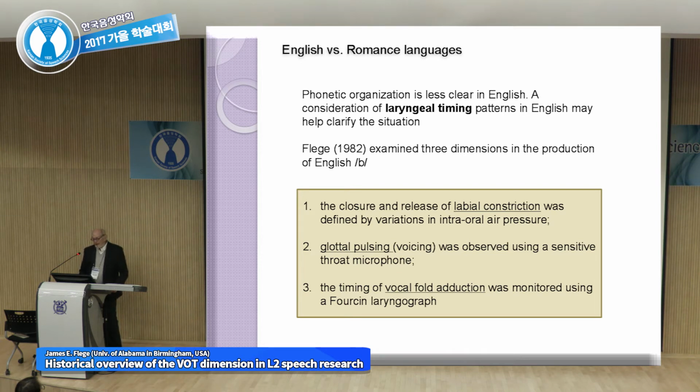In a 1982 article, I examined 3 dimensions in the production of English B. The closure and release of labial constriction was defined on the basis of variation in intraoral air pressure. Glottal pulsing was sensed using a very sensitive throat mic. And the timing of vocal fold adduction was monitored using a Fourcin laryngograph.